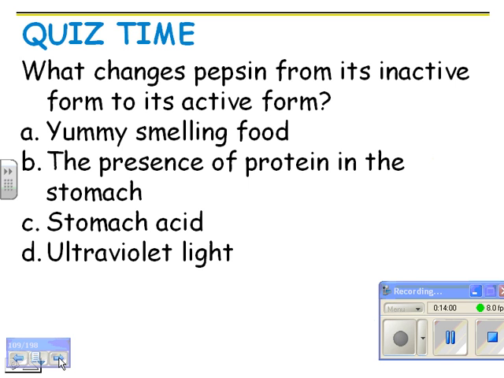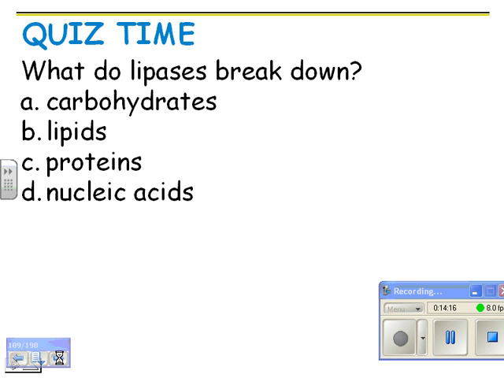What changes pepsin from its inactive form to its active form? This is not a big deal, but this is the acid, hydrochloric acid in your stomach. Certainly wouldn't be ultraviolet light because the light can't get all the way into your stomach. The yummy smell of food, you actually secrete saliva because of that. Okay, so what do lipases break down? Let's see, lipases. How about lipids?